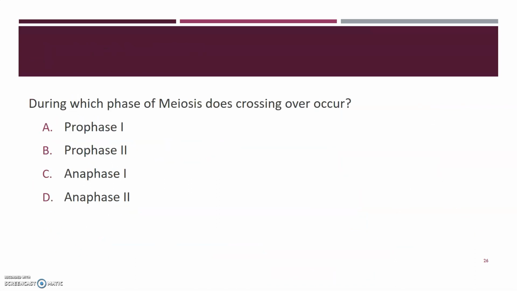And so I'd like to have you guys take a second and answer a couple questions just to make sure that we are all on the same page, right? Take a second and answer which phase of meiosis crossing over occurs in. Pause the video, take a second. All right, and the answer is A, prophase 1. So crossing over happens almost immediately in the first phase of meiosis 1, which is prophase 1. It does not happen again in prophase 2, which is important to remember.